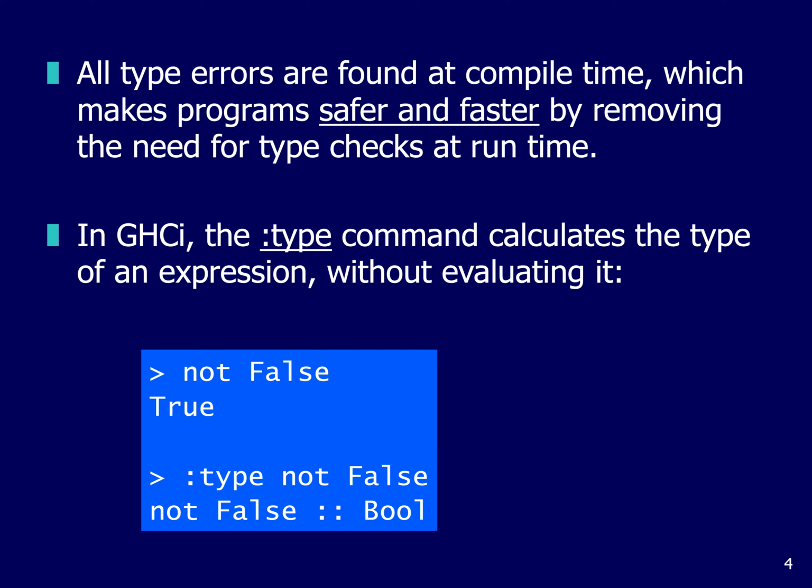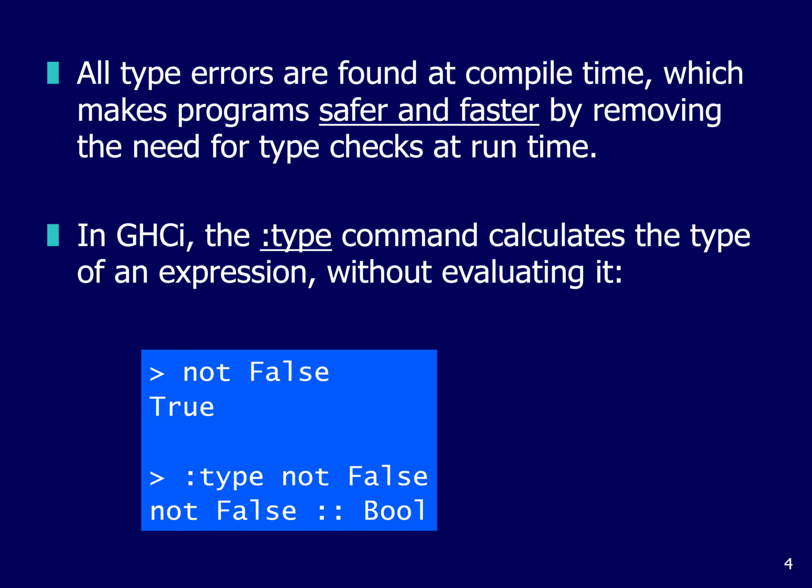And the last thing here is a little useful GHCi command, which we've already seen. It's called :type, and it simply calculates the type of any expression without evaluating it. This point is brought home by these two examples here. In the first example, what we're doing is asking the system to evaluate not False. So not is a function.